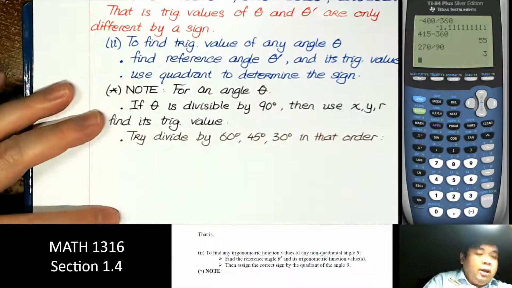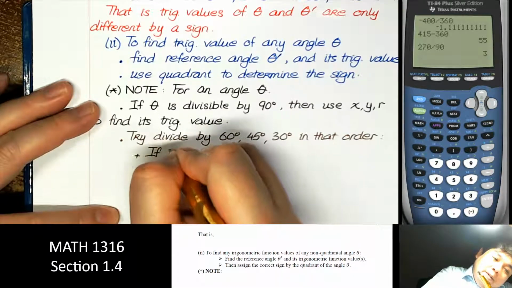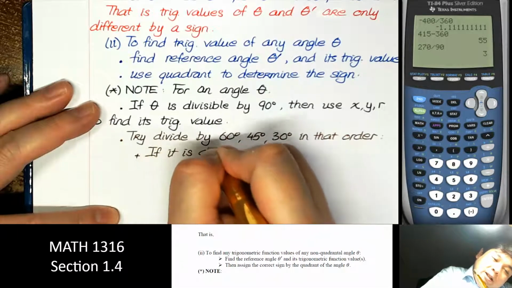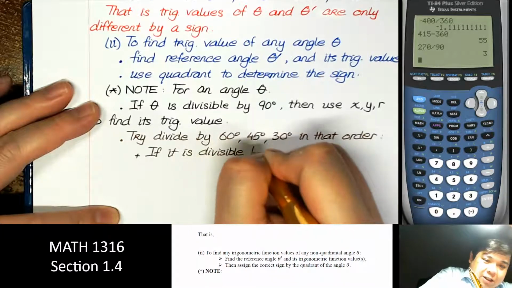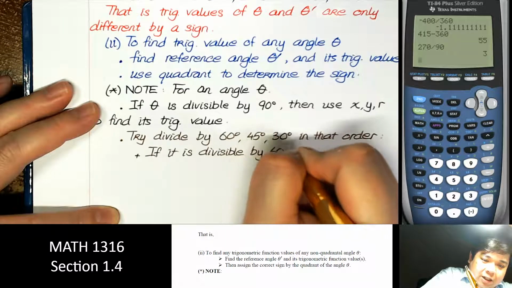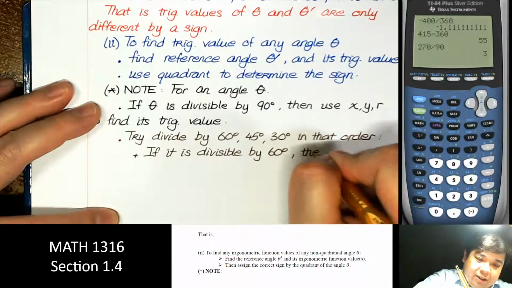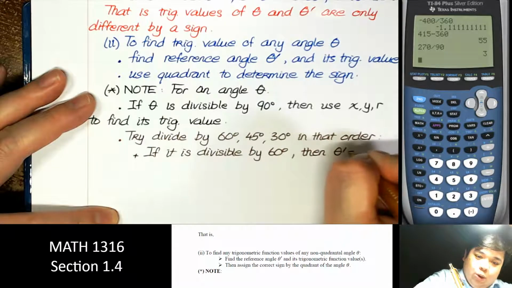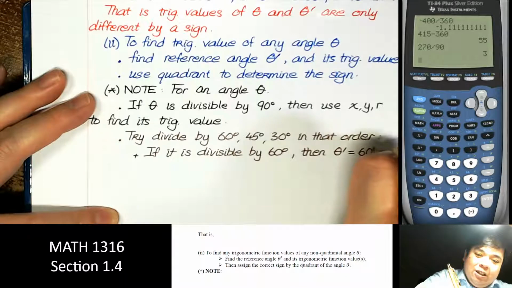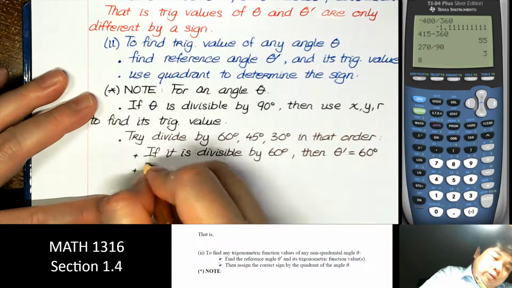Right. Now, if it is divisible by 60 degrees, then the reference angle is equal to 60 degrees. If it's not, then we go to 45.